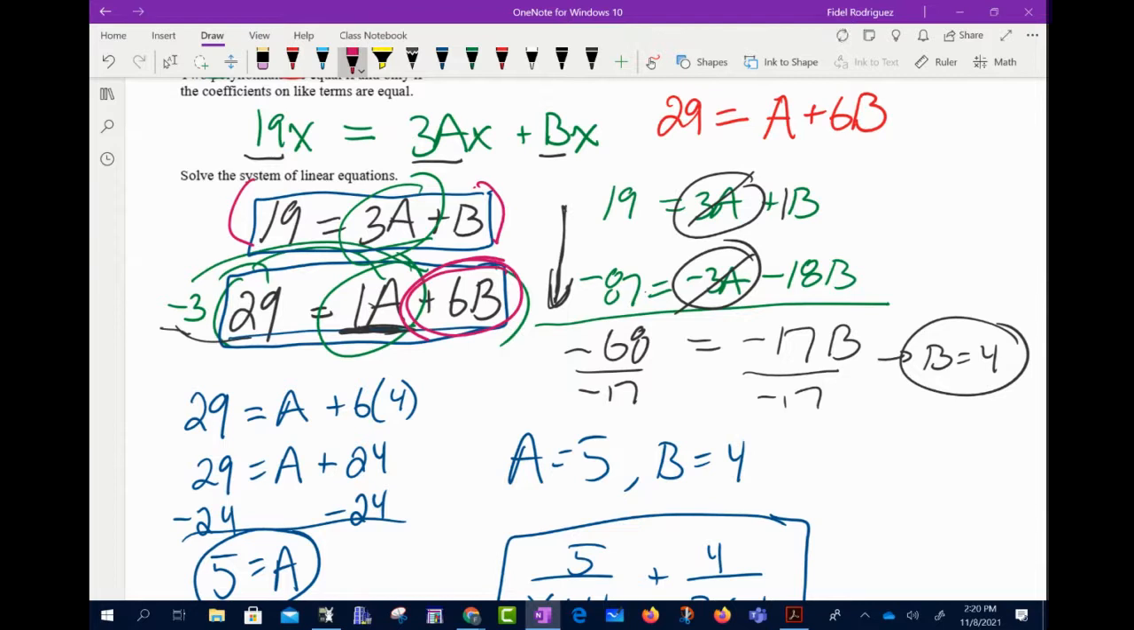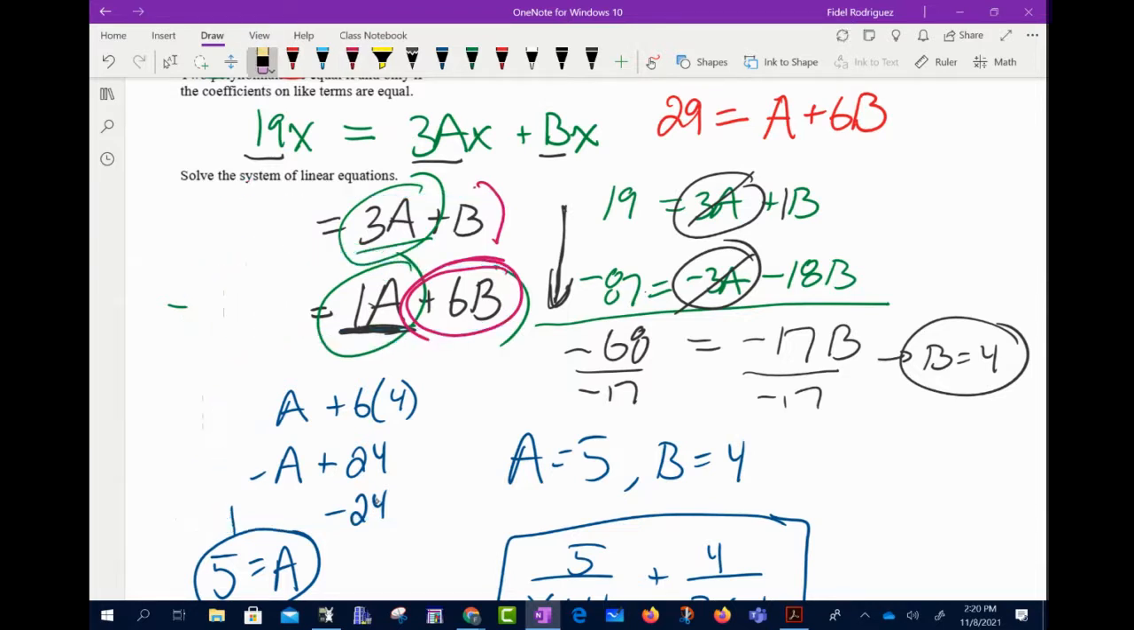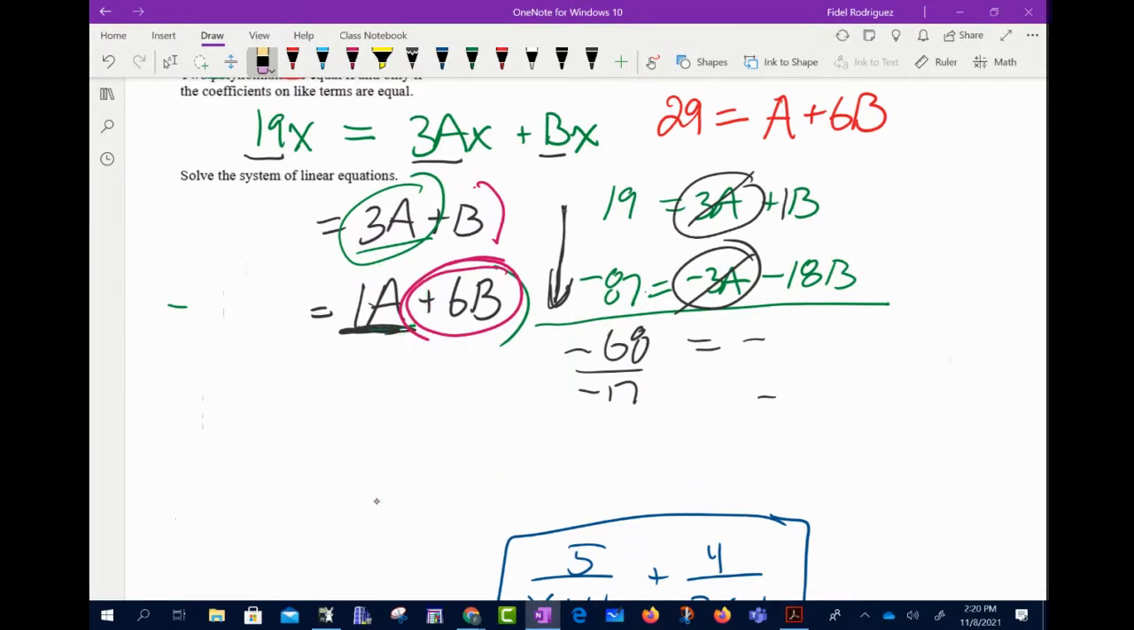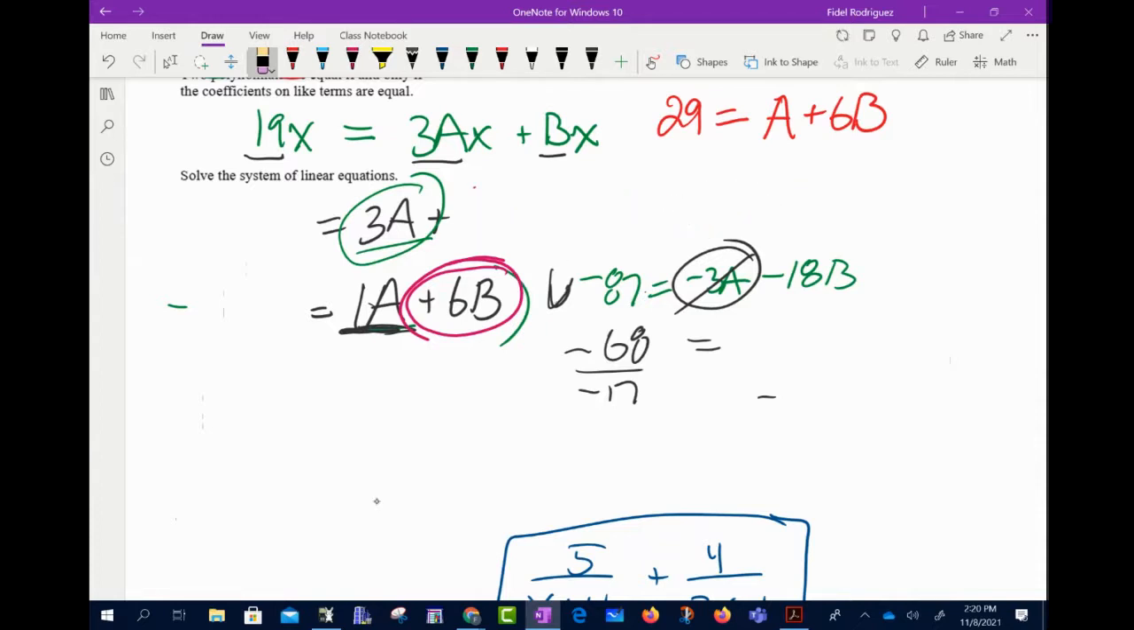I'm going to show you right now, y'all. Before I go on to the next problem, I'm going to show y'all the other way you can go about solving the system of equations. And if you notice, we're going to end up with exactly the same thing.